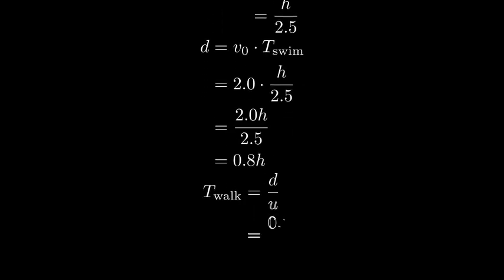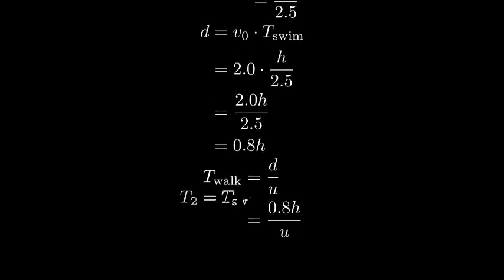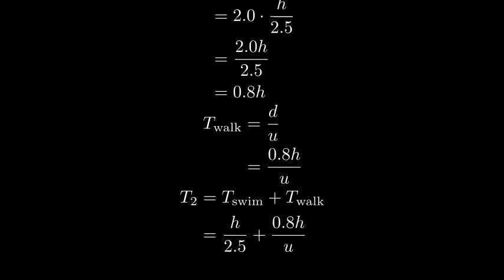The time to walk back this distance at speed u is the distance divided by the speed. T walk equals 0.8 h divided by u. So the total time for swimmer 2 is the sum of the swimming time and the walking time. T2 equals h divided by 2.5 plus 0.8 h divided by u.